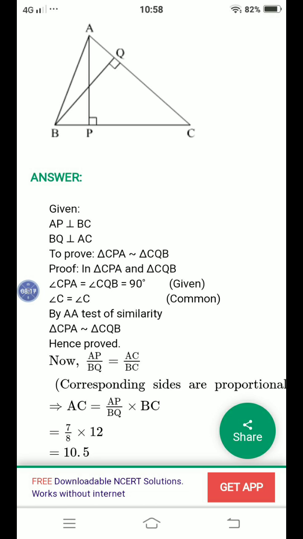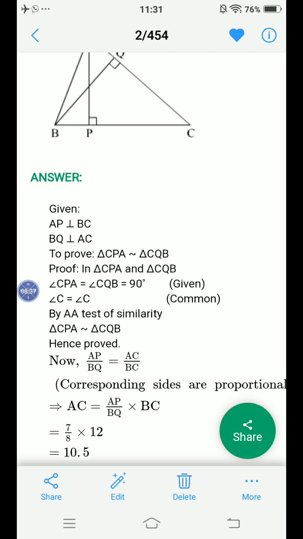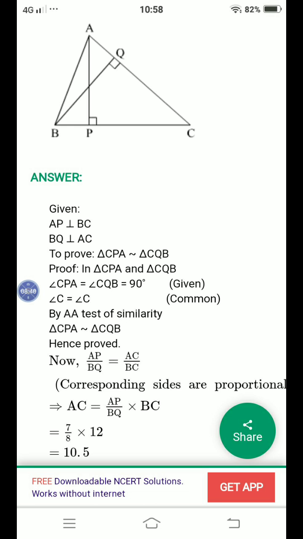Now we got that the two triangles are similar, we will use the condition corresponding sides are in proportion to find what is AC. So now how will we write? Therefore AP upon BQ is equal to AC upon BC. Reason will be corresponding sides are proportional. So what are our given things? AP and BQ, that is 7 by 8, and BC is 12. So putting those values, we will automatically get the value of AC. So here by putting the values, we got AC as 10.5.